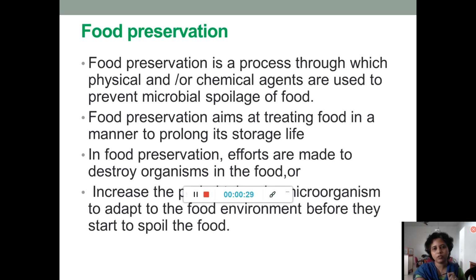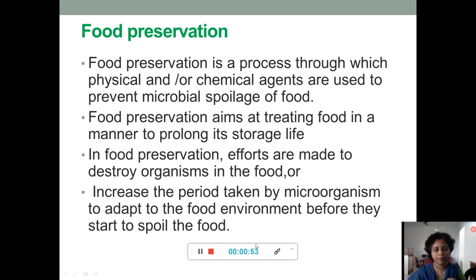What is food preservation? It is a process through which physical as well as chemical agents are used to prevent the microbial spoilage of food. Food preservation mainly aims to treat food in a manner to prolong its storage life. Usually, most of the spoilage caused in food is mainly caused by microbes. Of course, there are other ways by which food can get spoiled, but we are talking about methods to prevent the microbial spoilage of food.